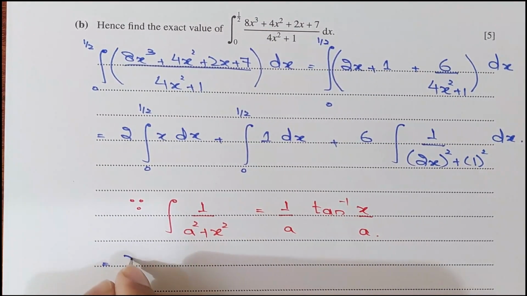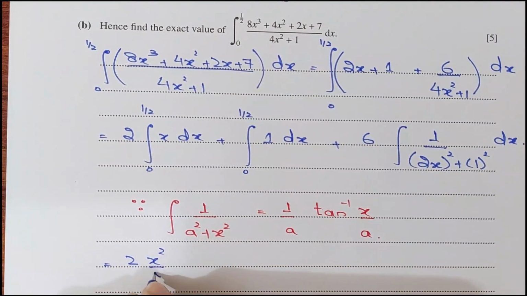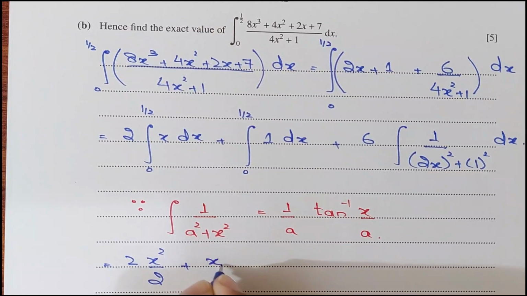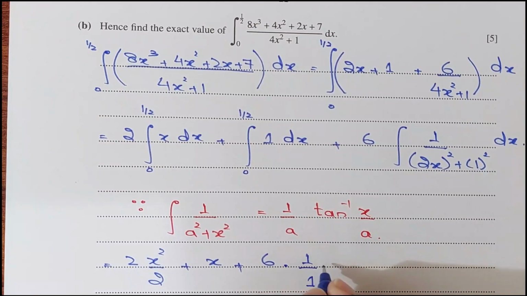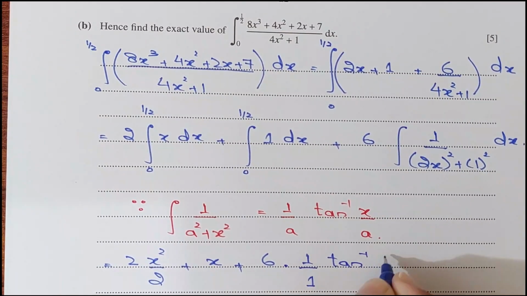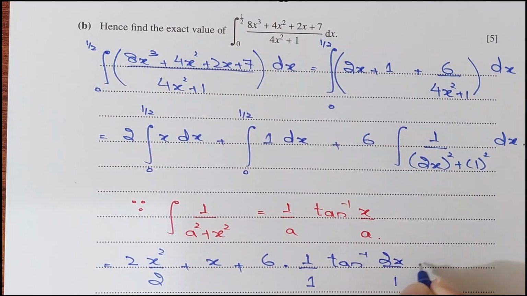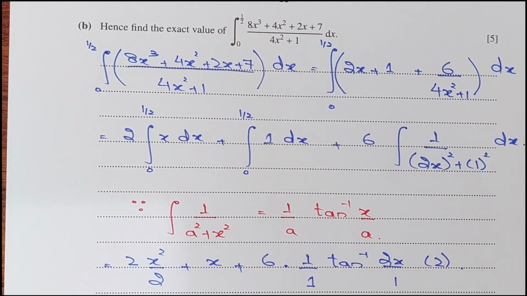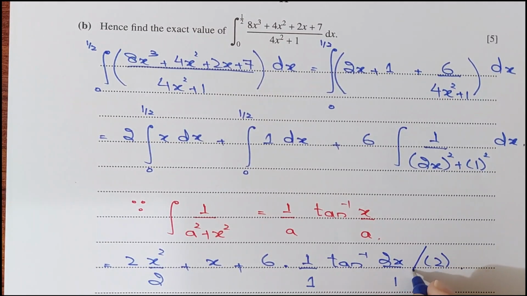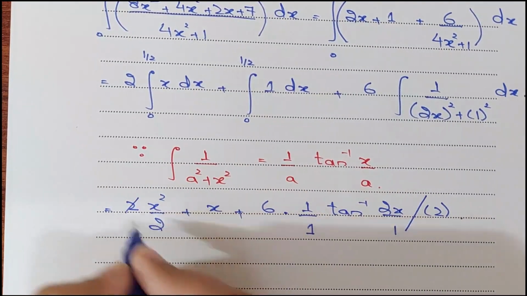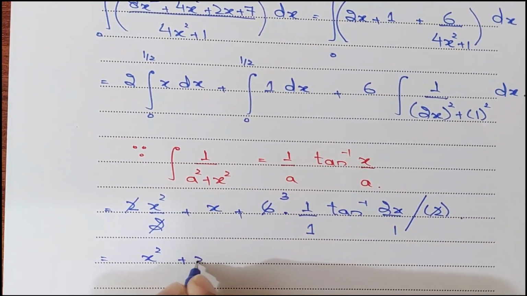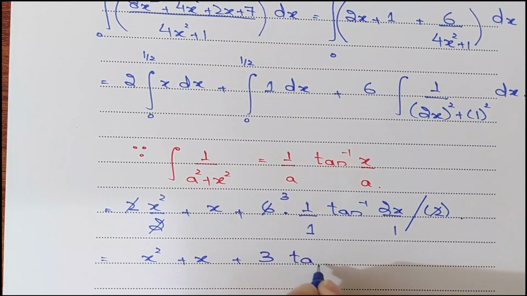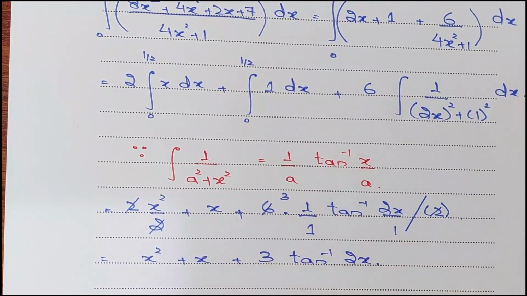So we have 2, integration of x is x square by 2, plus integration of 1 is just x, plus 6, its integration is 1 over a, whose value is just 1, tan inverse of x, whose value is 2x, over a, which is 1, and the derivative of 2x is just 2, which is going to divide, sorry, because it is integration. In differentiation we have to multiply, yes. Okay, so 2 is cancelled with 2, times 3 is going to be 6. We have x square plus x plus 3 tan inverse 2x, right?